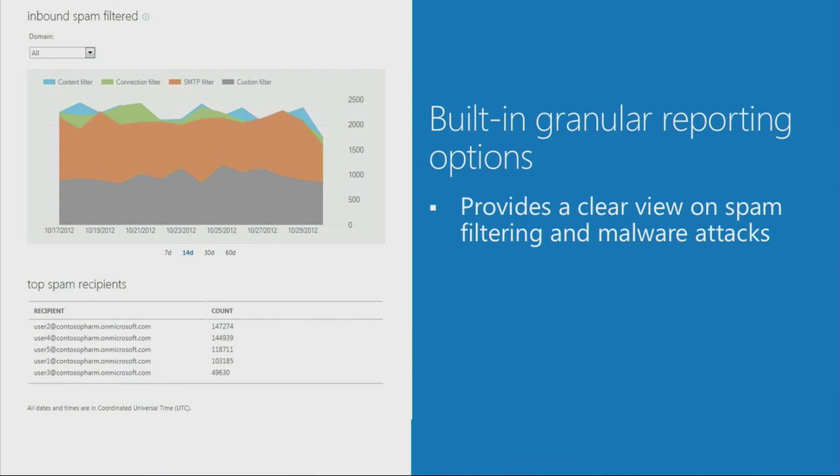Okay. And you can also see in the bottom part of the screen that we have some additional information about the users that are receiving so much spam. For example, here we have the top 5 spam recipients inside our organization. We have one user here, called user 2, that is receiving more than 100,000 emails with spam. That's a lot. So probably this user is under attack, for example.